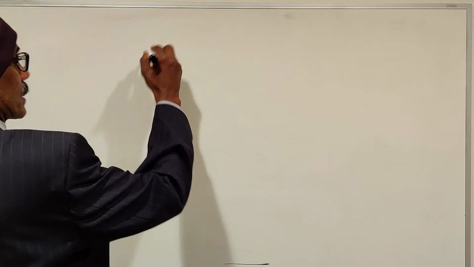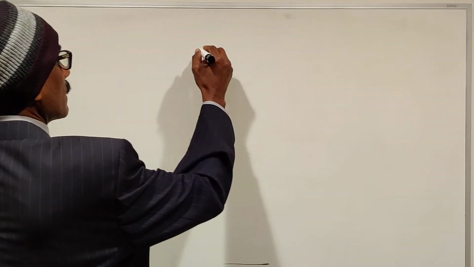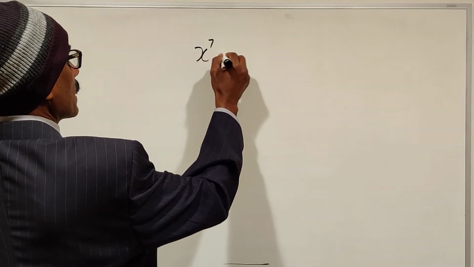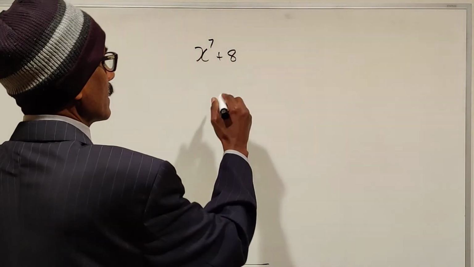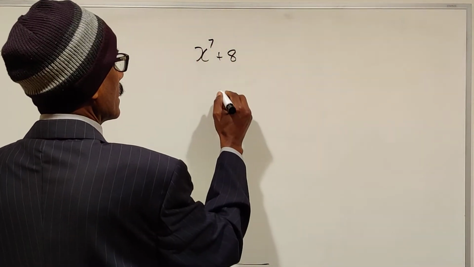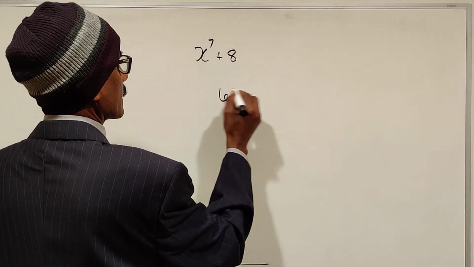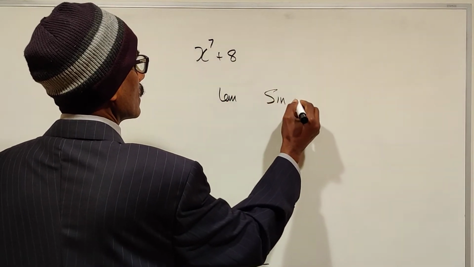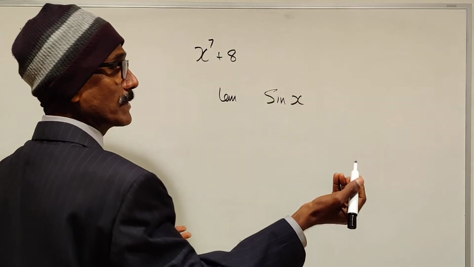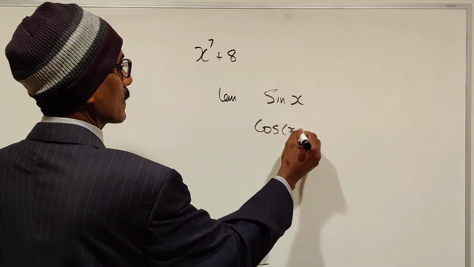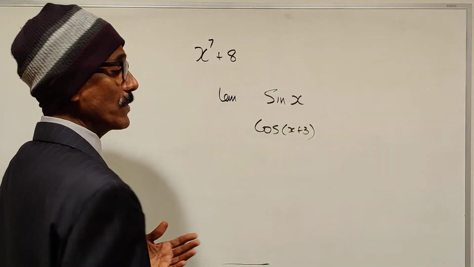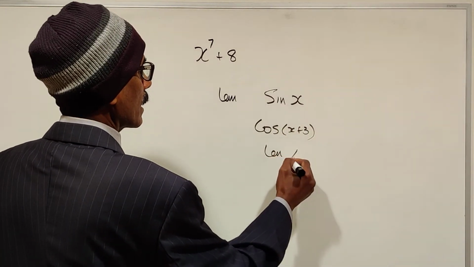Derivative of algebraic function. What is algebraic function? See, x to the power 7 plus 8. This is an algebraic function. What is sine function? Sine theta, sine x is a sine function. What is cosine function? Cos x plus 3 is a cosine function. What is tan function? Tan x.